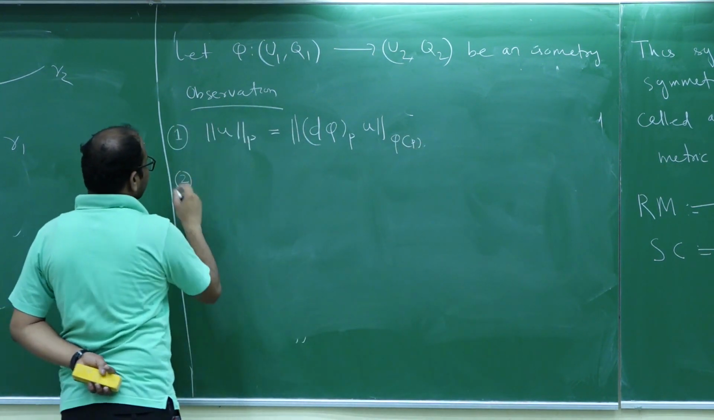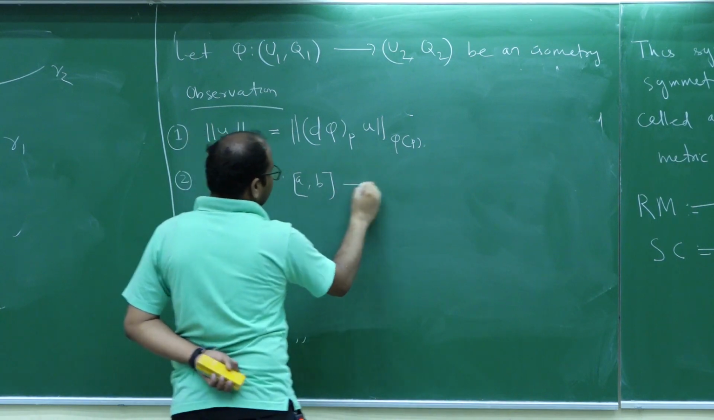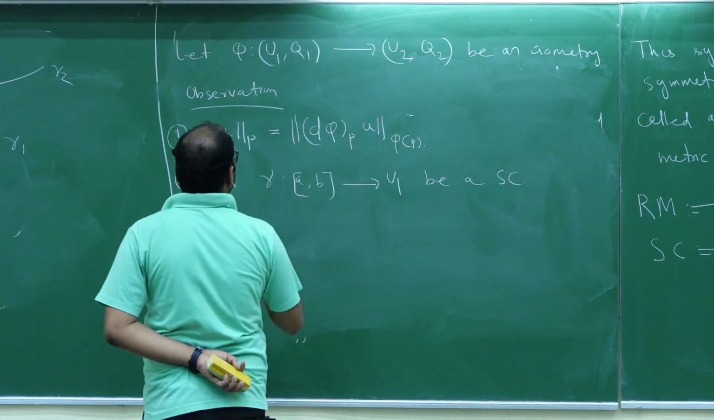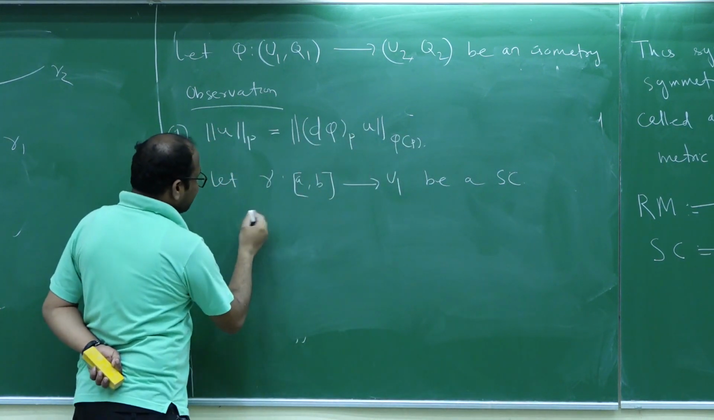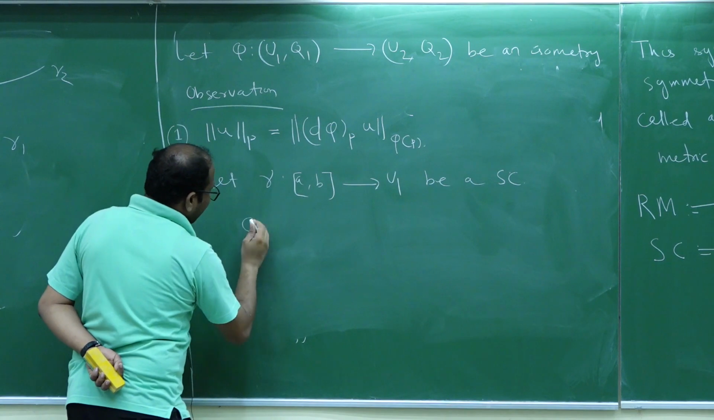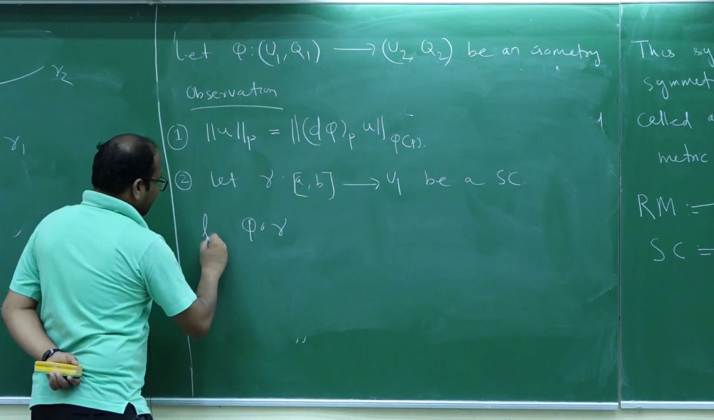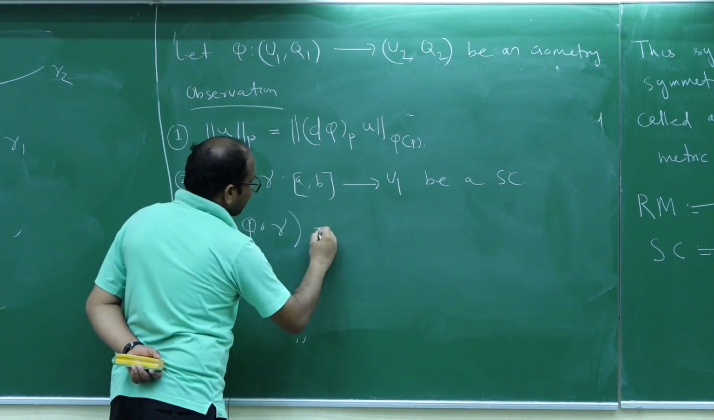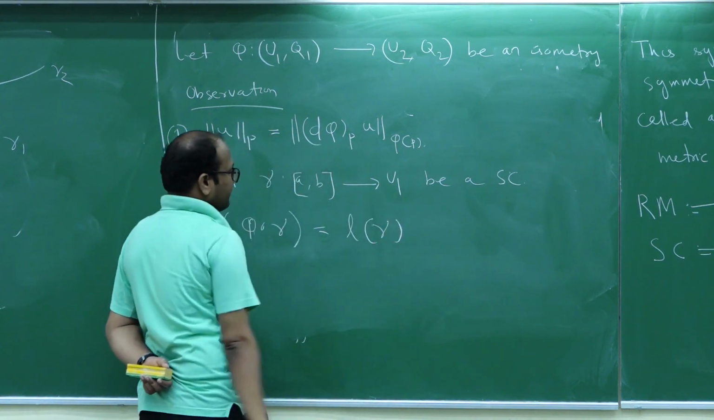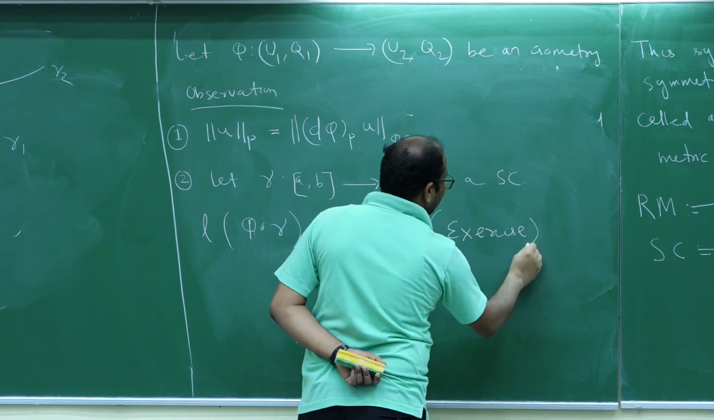So the second thing is, let gamma from (a, b) to U1 be a smooth curve, and then if you compose with phi, phi composition gamma is a curve in U2. Because of this property 1, it is very easy to see that the length of phi composition gamma is equal to the length of gamma. Because phi is an isometry, you can take this as an exercise if you are not able to see this.